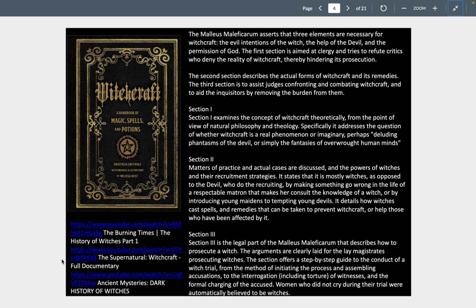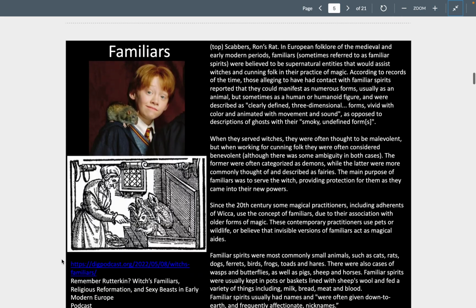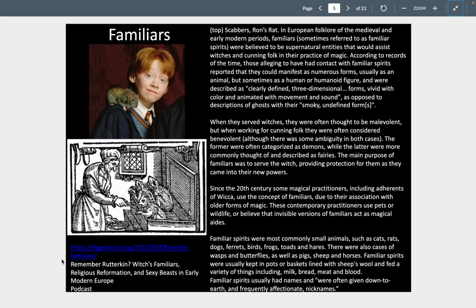Women who did not cry at their trial were automatically believed to be witches. Again, I think clearly there's an unabashed sexism happening here. Again, from this book written by a man accusing women of not being woman enough, of not having enough emotions. And again, that's pretty disturbing, I think, from today's point of view.